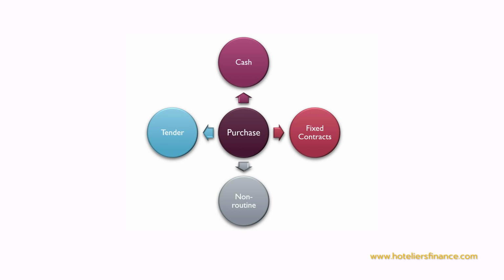Let's start with the purchasing process first. We can classify purchases into four kinds. One is purchase under a fixed contract, second is cash purchase, third is the purchase of non-routine items, which are not regular, and the fourth one is purchase under tender. Tender purchase is mostly for perishable goods, which are consumables, and that impacts the food cost. So our focus will be on purchase through tenders.